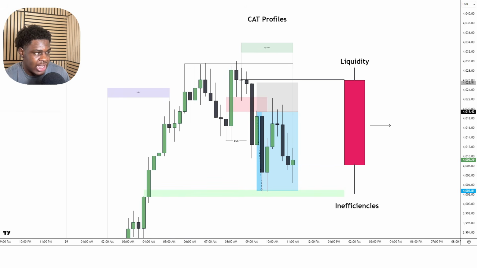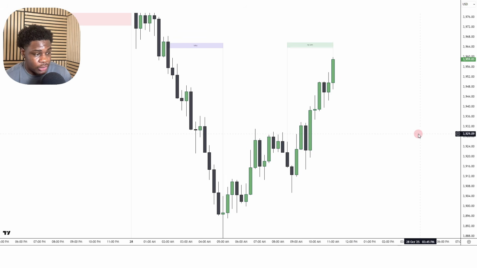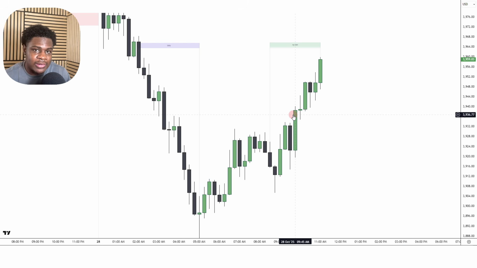In this scenario, we had multiple areas of liquidity. We had this low right here, which you could have taken profits on. This low right here you could have taken profits on, and then obviously the fair value gap right there, taking profits there. Another example would be a classic buy day. Exact same exercise, let's do it once again.